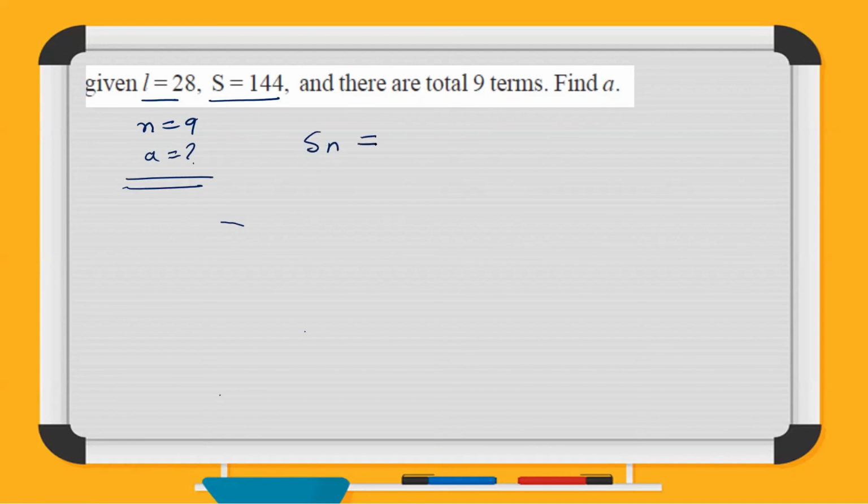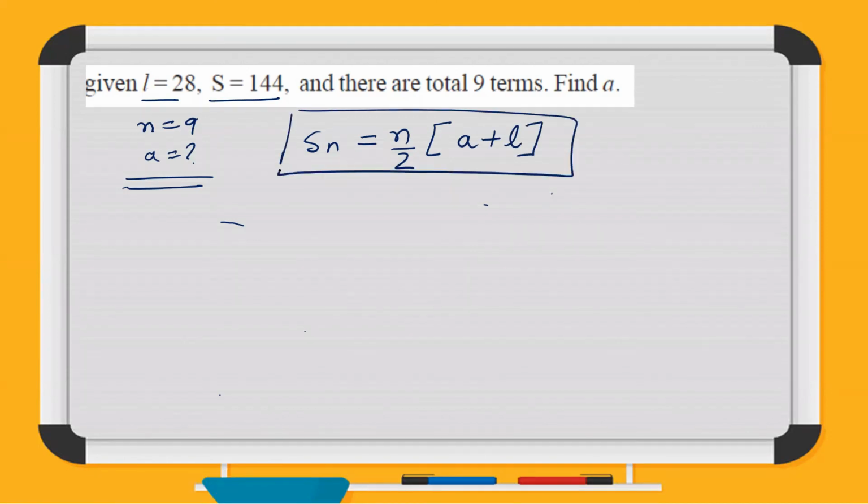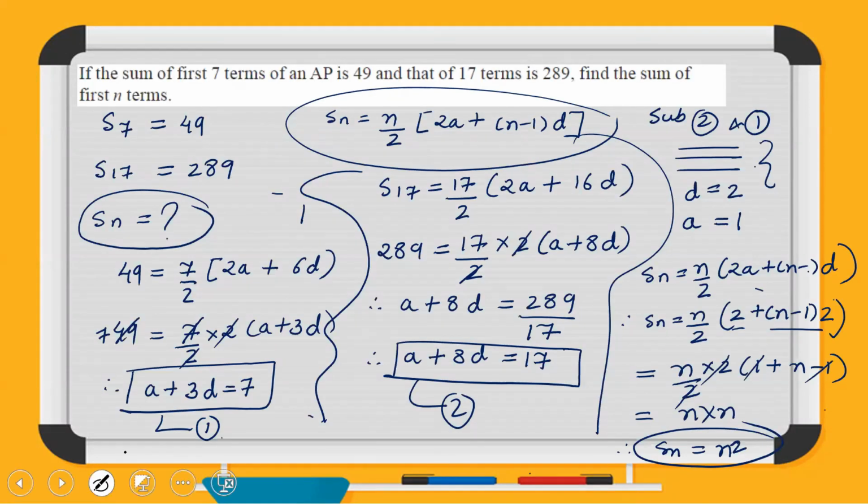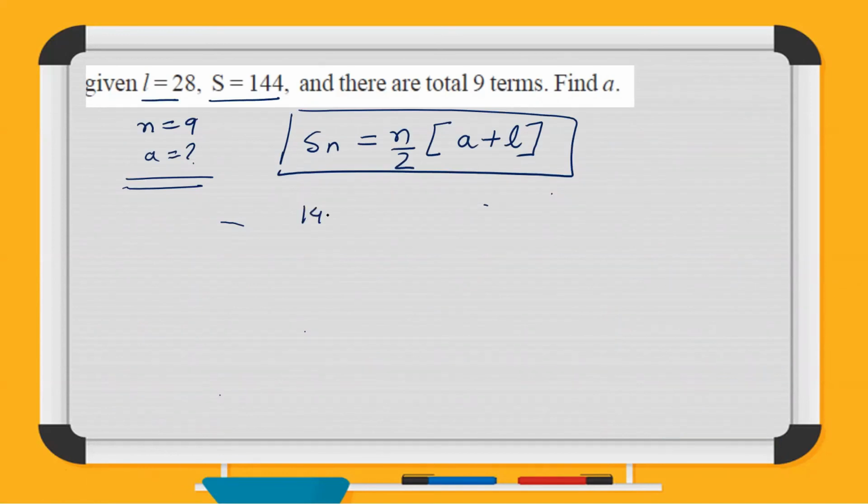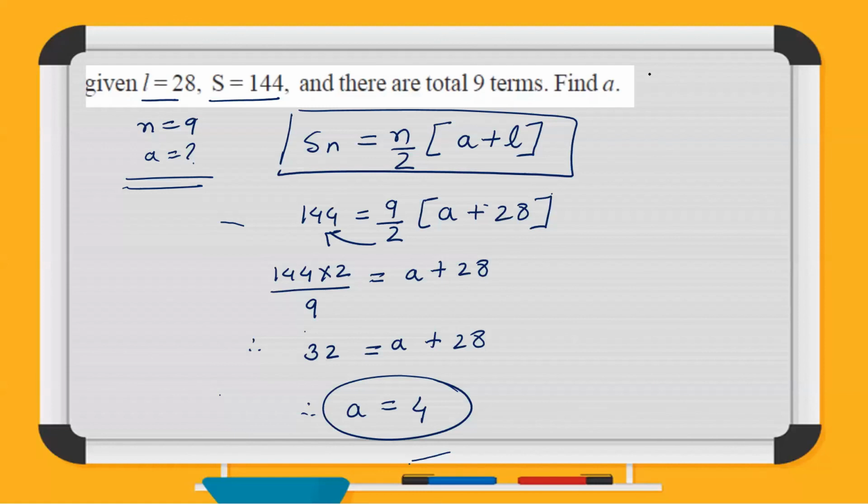Again, the last term formula: Sn is equal to n by 2 in bracket a plus l. Sn is given, so that's 144 equal to, n is 9, 9 by 2 in bracket a plus 28. Solving this, we get the first term a is equal to 4, right?